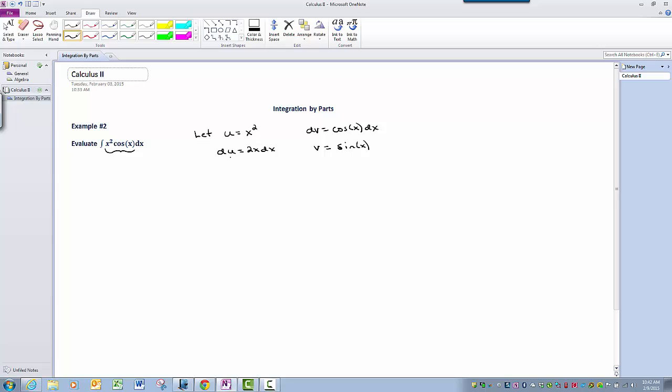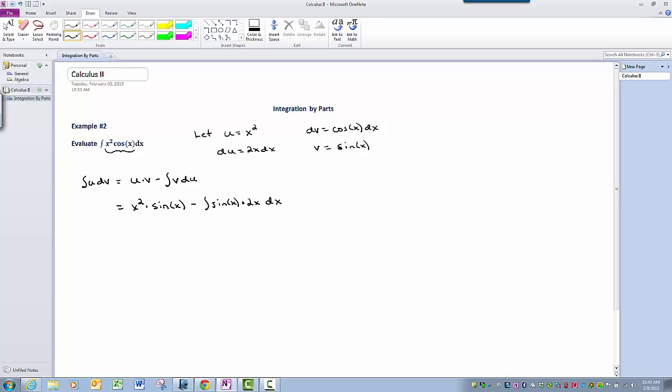So now what I've got here is, although this guy didn't become more simple, this guy did. So the form is to integrate u dv, that's u times v minus the integral of v du. So u is x squared, and v is sine x. So minus now v, and du is 2x dx.